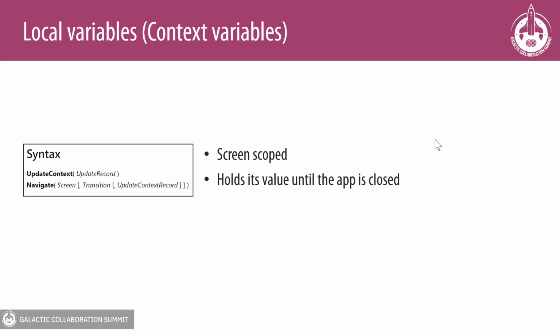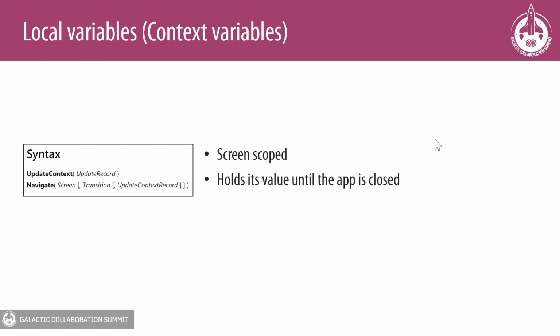Next are local variables, or what we call context variables. They are screen scoped, or they could hold a value until the app is closed. So they're great for passing values to a screen. You could use that when you use the Navigate function. So when you're moving from one screen to another, you could use an UpdateContext record that will pass a value into a screen. Or they are much like parameters to a procedure in other languages, and they can be referenced only from one screen.